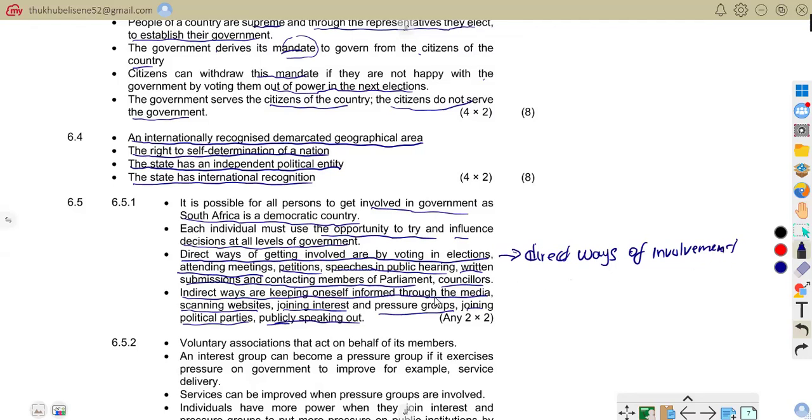The one that we just explained. But with this one, you're saying what is indirect now. Indirect ways of involvement. So with this one, you are staying involved, joining groups, public debates. Example, following parliamentary updates on the news and joining a political party. So that is that.